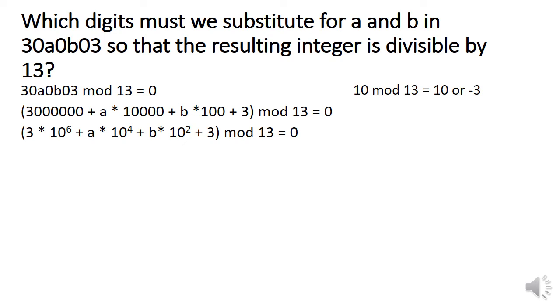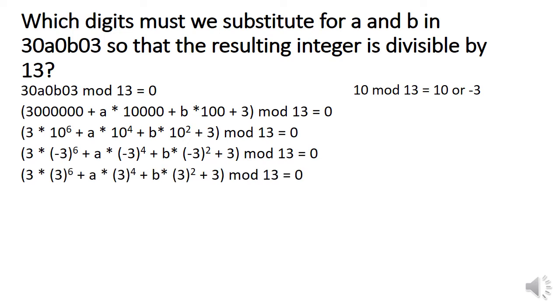This means that in order to simplify this equation, we can substitute negative 3 instead of 10. So we can remove all 10s and add negative 3 instead. So we end up with this equation. And again, negative 3 power 6, 6 is an even power, so we can eliminate the negative. Again, negative 3 power 4, we can remove the negative sign and so on. So this takes us to the next equation.